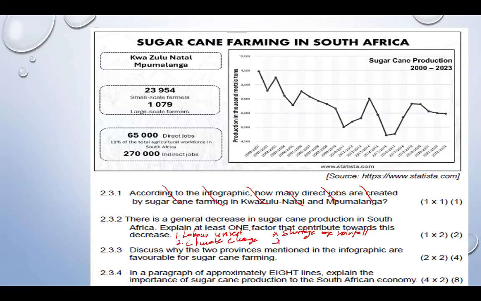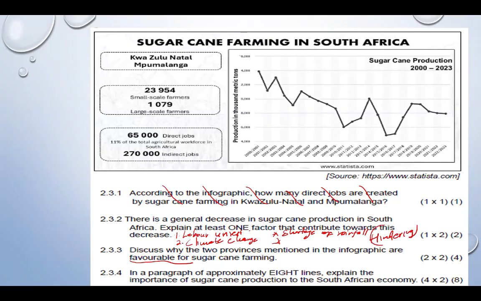You can also talk about different factors such as availability of flat land or fertile soil. So here you can give a range. You can give any factor that you think will hinder sugarcane farming. It can be economic, social, or environmental. You can give any example. Then the next question: discuss why the two provinces mentioned in the infographic are favorable. So this was the factors hindering. If you studied factors hindering sugarcane farming, you'll be able to answer this question.